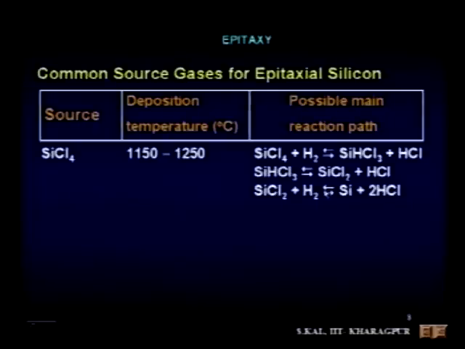So this is the 3-step reaction. One thing you can see here is that all 3 steps are reversible reactions. That means reaction takes place in the forward direction as well as the backward direction. Since the backward reaction is also there, some of the silicon and HCl will combine and go back to SiCl4. There is a chance. And here the precursor gases are silicon tetrachloride and hydrogen. Hydrogen is a carrier gas.